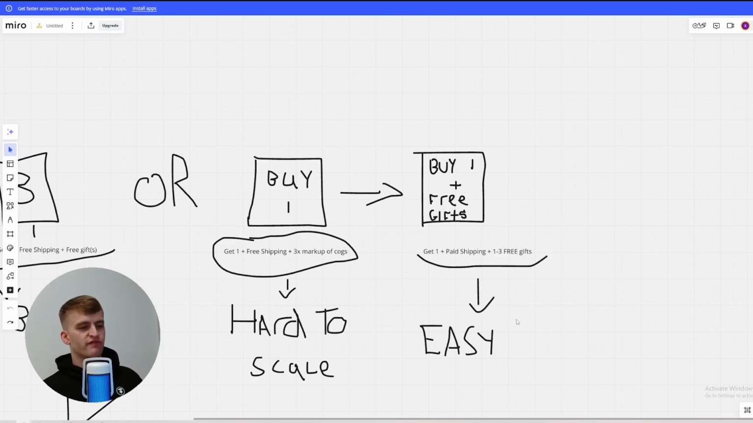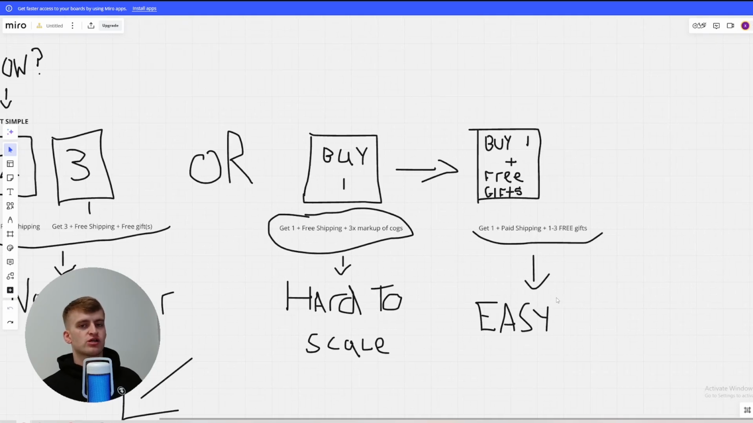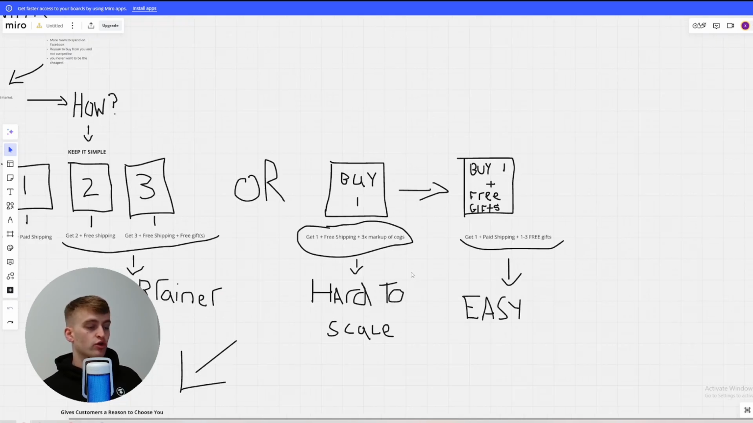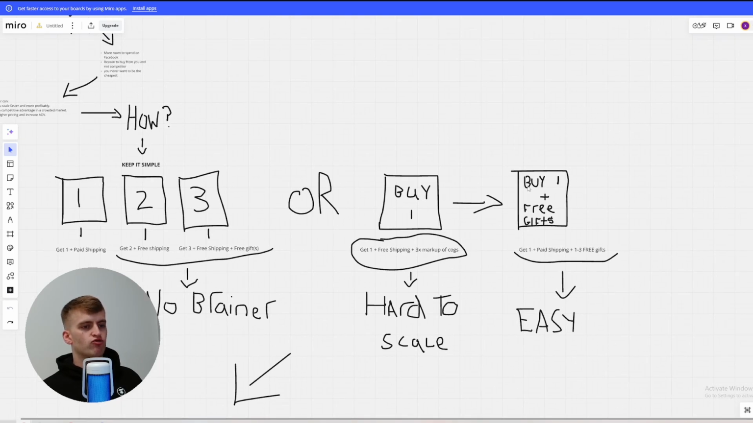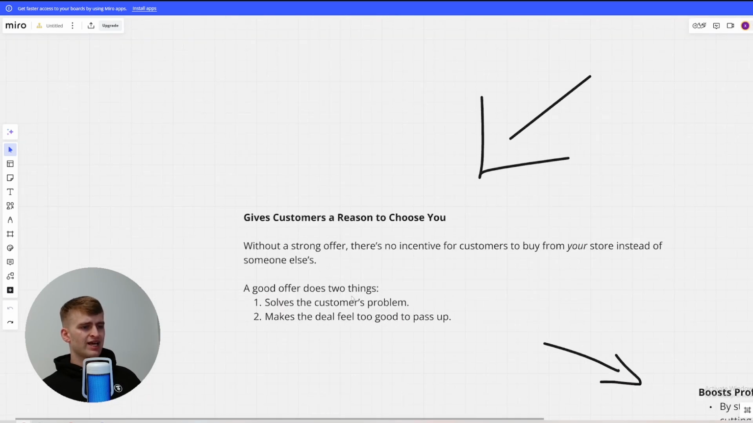You can bid more on Facebook per customer. It's just a way better way of doing things essentially. Run something similar to this, a bundle. If it doesn't make sense for them to buy multiple items, run something similar to this. Free gifts and paid shipping. As I said, it gives customers a reason to choose you. Without a strong offer, there's no incentive for customers to buy from you instead of someone else.